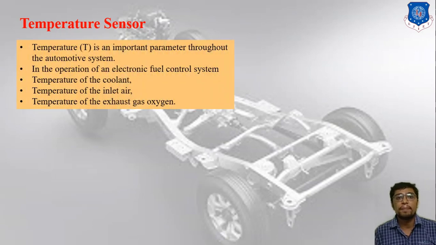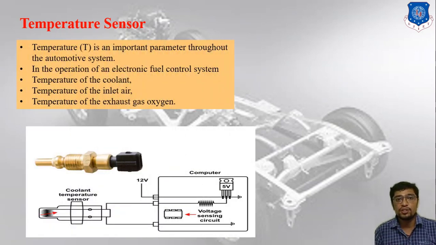First one is the temperature sensor. Here I have attached the application of the temperature sensor, and the device used for temperature sensing is the thermistor. As you can see in the image, temperature is an important parameter throughout the automobile system. Second, in the operation of an electronic fuel control system, there are mainly three objectives: first, the temperature of the coolant; second, the temperature of the inlet air; and third, the temperature of the exhaust gas oxygen.